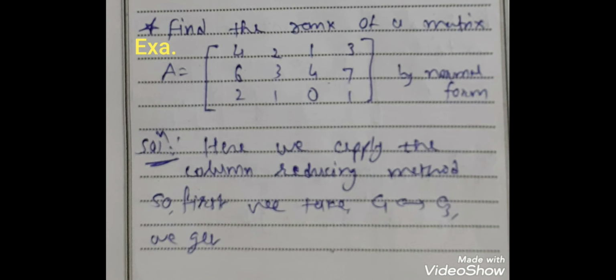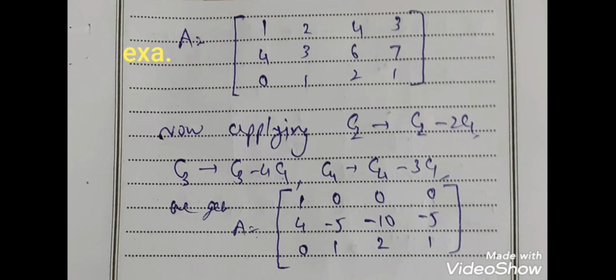So here 1 is in the third column. If we interchange the third column with the first column, then we easily get zeros in the matrix. So the first column converts into the third column; the third column then has the elements 4, 6, 2, and the first column has the elements 1, 4, and 0.